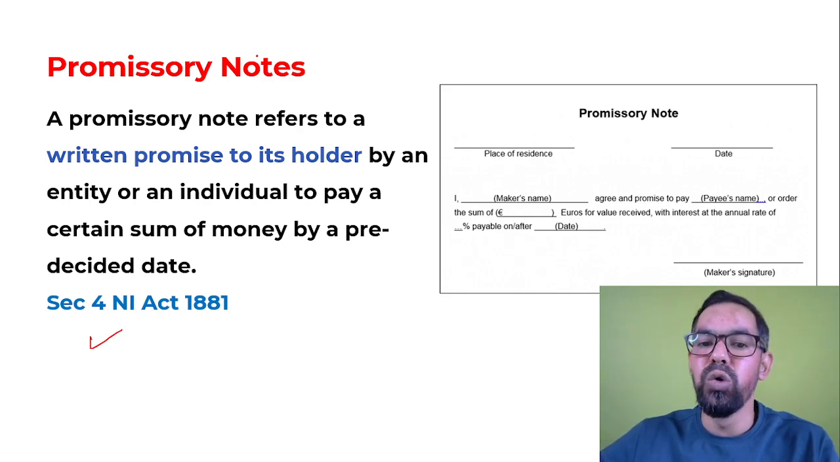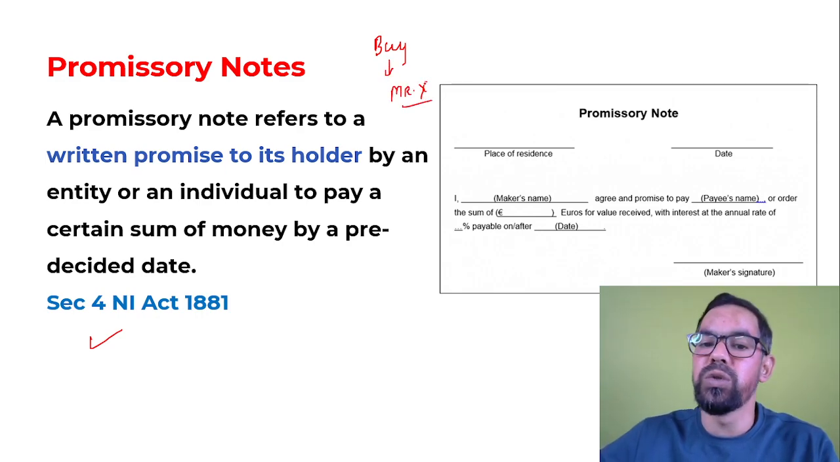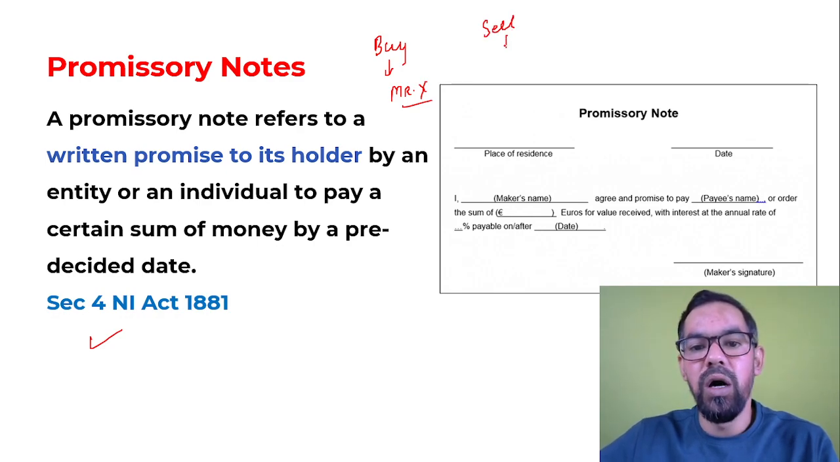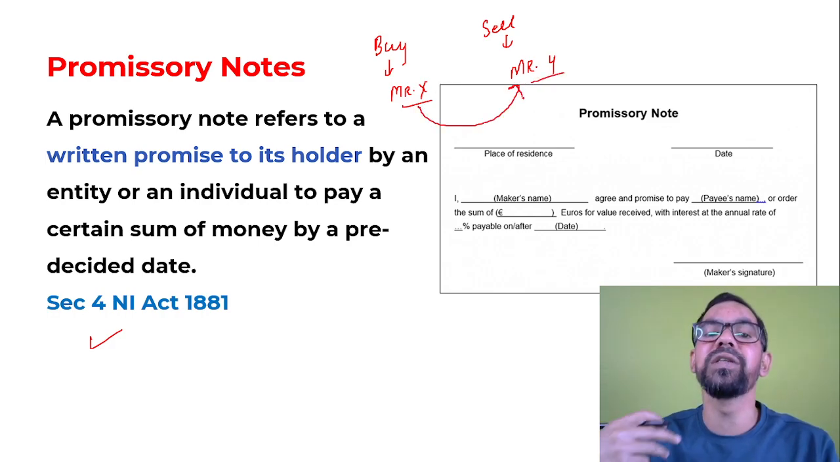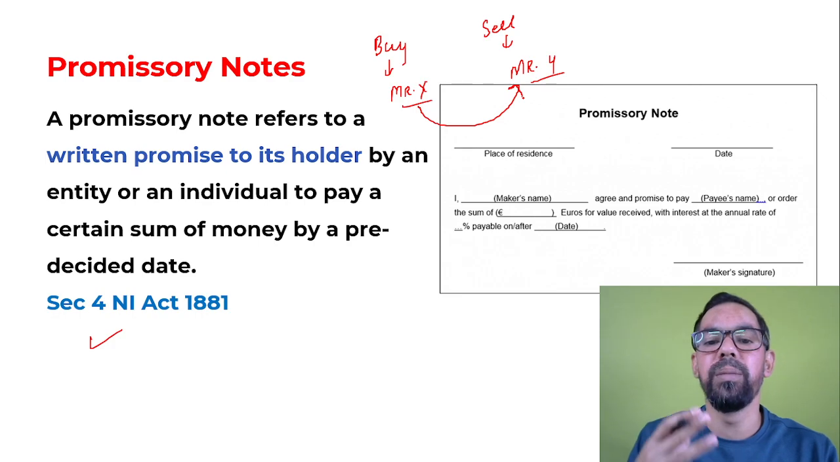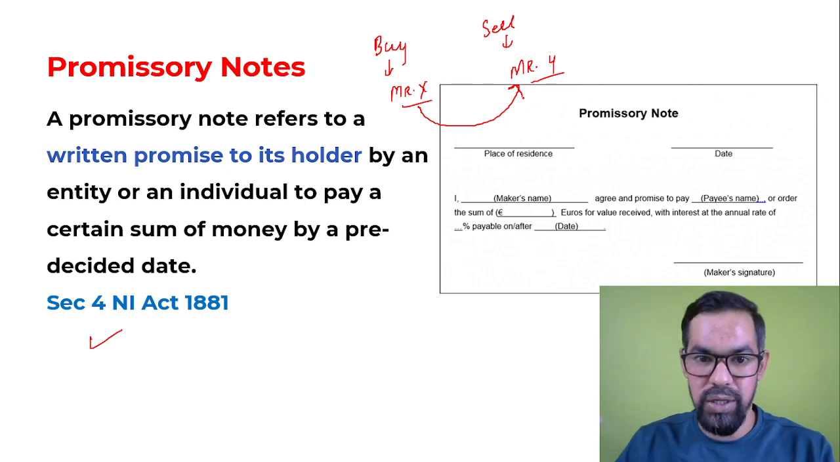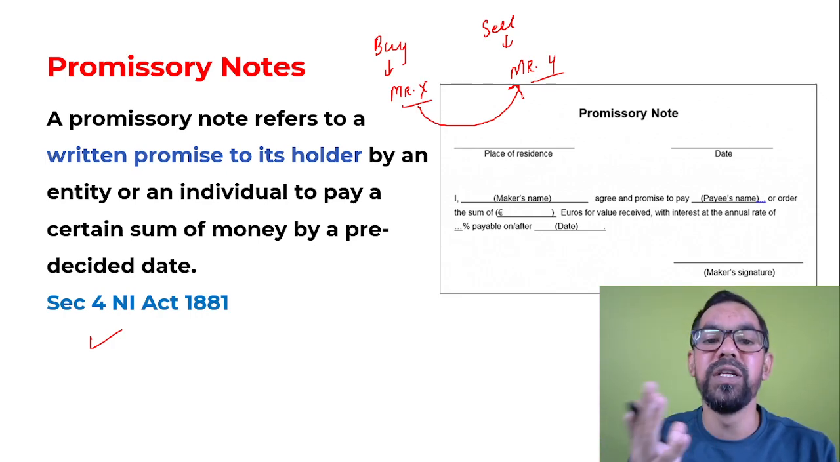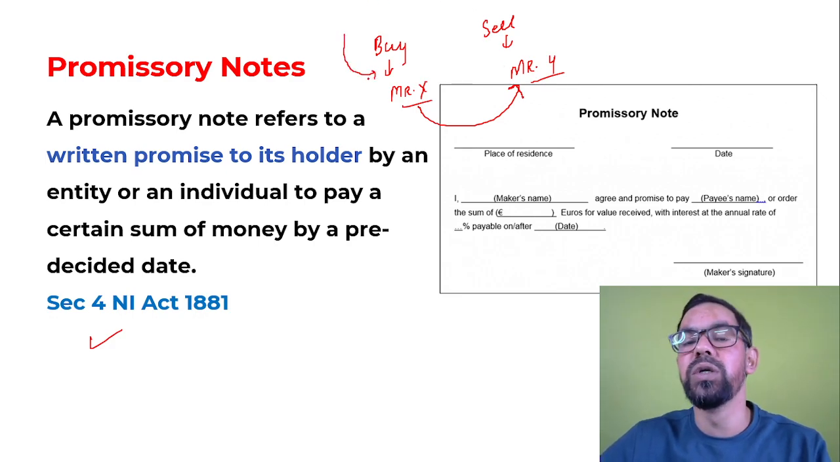Let's say there are two parties. One is the buyer, Mr. X. Mr. X will issue this one, and the other is the seller, let's say Mr. Y. Mr. X will issue this document to Mr. Y, and he'll make some promise. Promissory means it is a promise document. Mr. X will make a promise: I, Mr. X, promise to pay this amount on this future date, on behalf of the purchase of these particular goods. So these are generally issued by the purchaser of the goods or services.